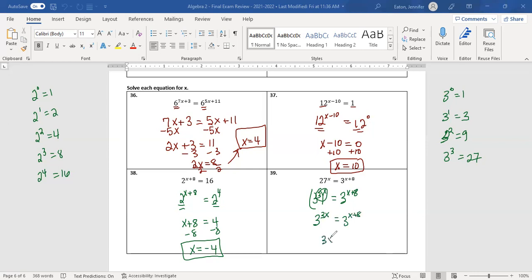We can set those exponents equal to each other now. 3x equals x plus 8. Subtract x from both sides. So we have 2x equals 8. Divide both sides by 2. So we get x is equal to 4 for problem number 39.